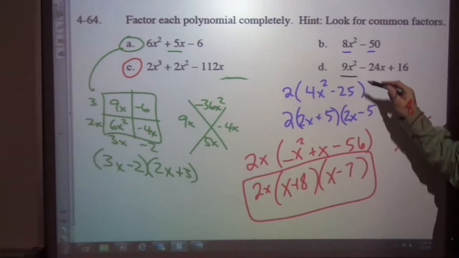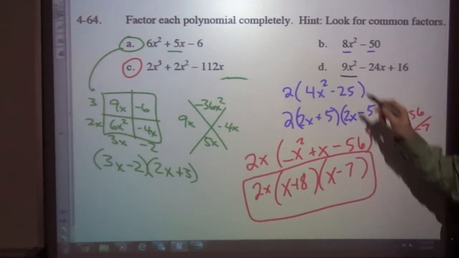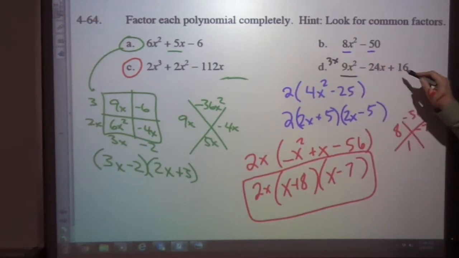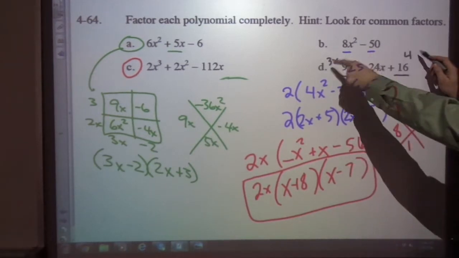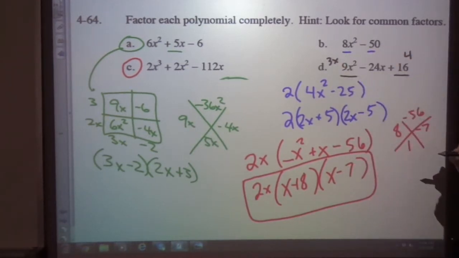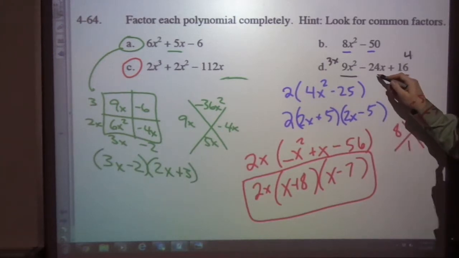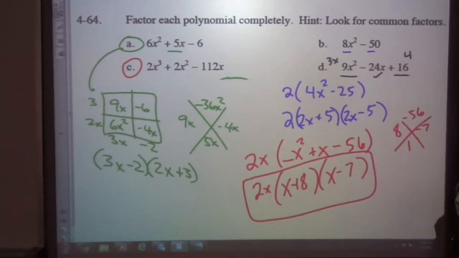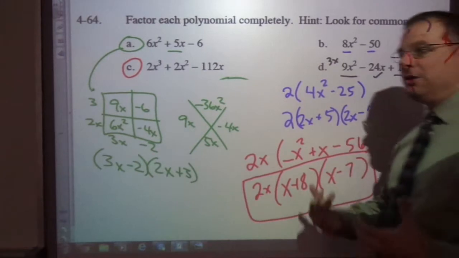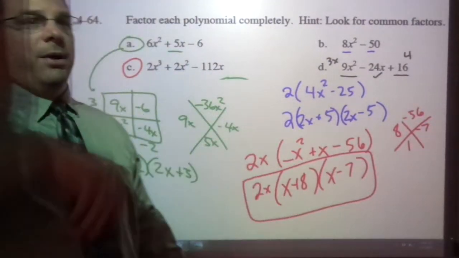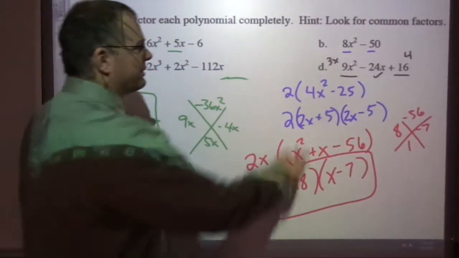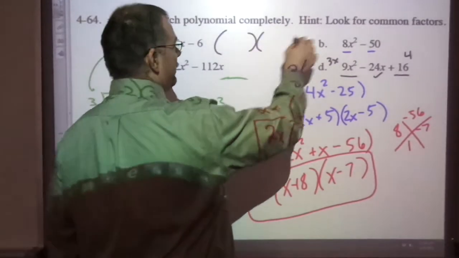Is this a perfect square? 3x times 3x. Is this a perfect square? 4 times 4. When you multiply them and double it, is that the middle? 12x doubled is 24. Yes. So this is a perfect square trinomial. We can skip the box and diamond business and we can go straight to our answer. I'll just do it right over here.